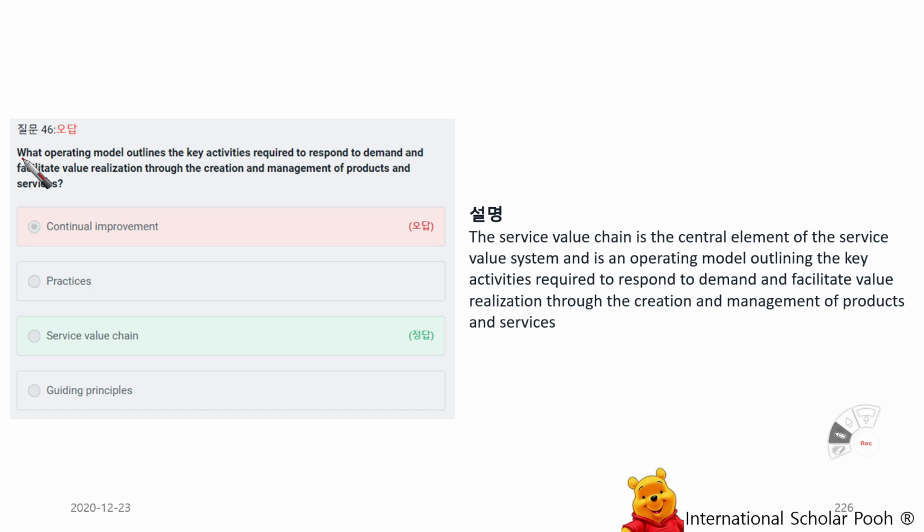What operating model outlines the key activities required to respond to demand and facilitate value realization through the creation and management of products and services? Service value chain. The service value chain is a central element of the service value system and is an operating model outlining the key activities required to respond to demand and facilitate value realization through the creation and management of products and services.